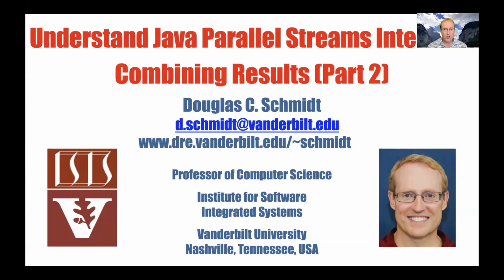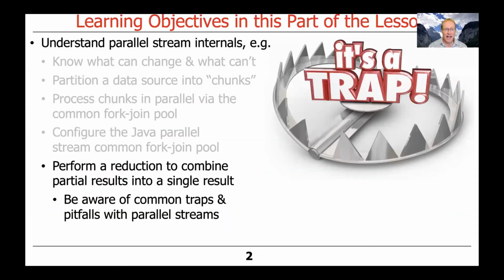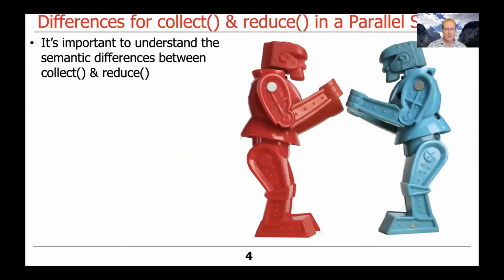We're now going to look at part 2 of our lesson on combining results to see how parallel streams works internally. And this is going to show how to perform the reduction of combining partial results into a single result, but it also really emphasizes the common traps and pitfalls that can occur when you use parallel streams in order to do those kinds of things.